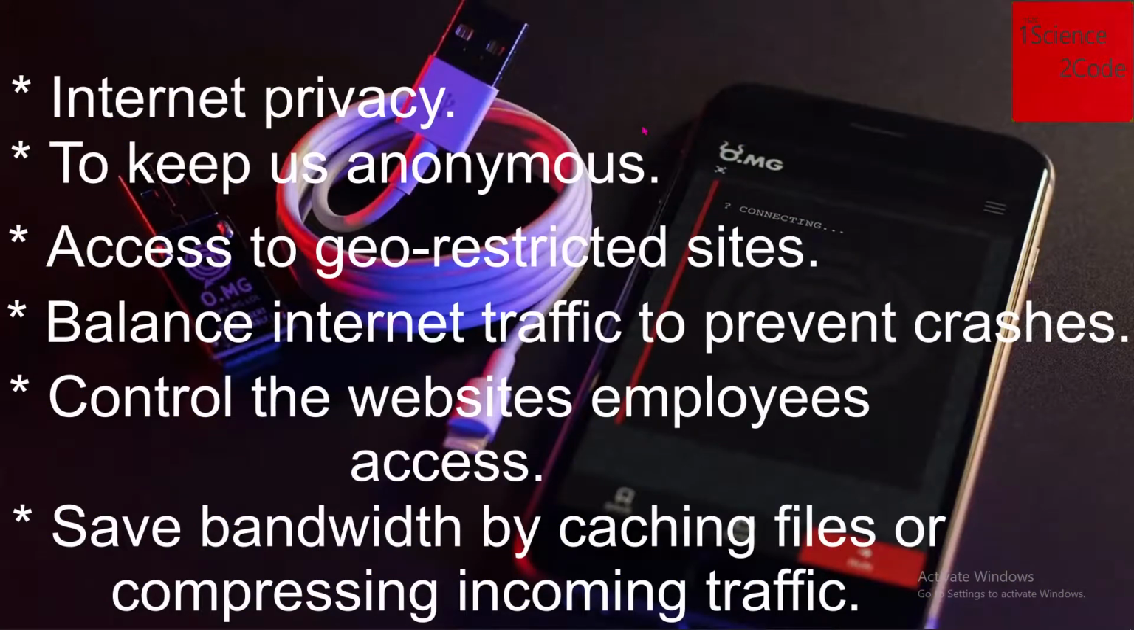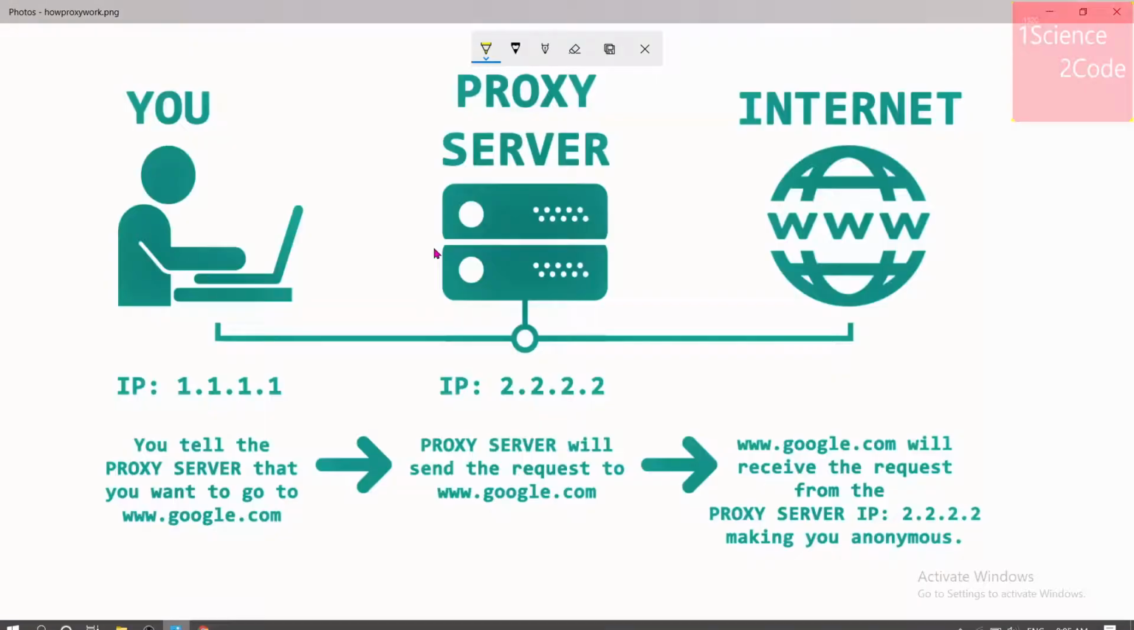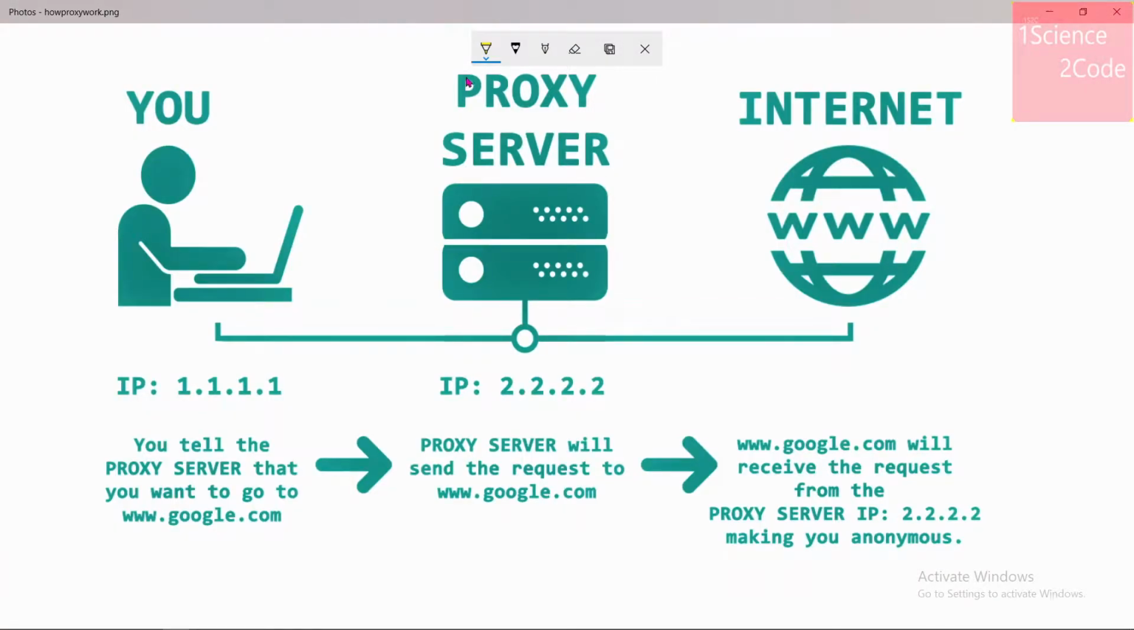We use proxy for internet privacy to keep us anonymous, access to geo-restricted sites and more. A proxy server acts as a gateway between you and the internet. It is an intermediary server which comes between you and the website we browse. So, how does a proxy server operate?